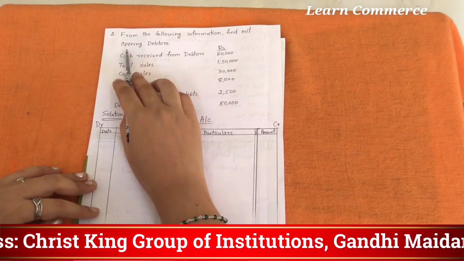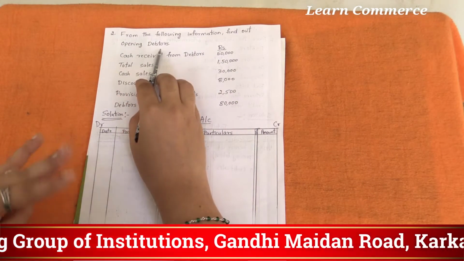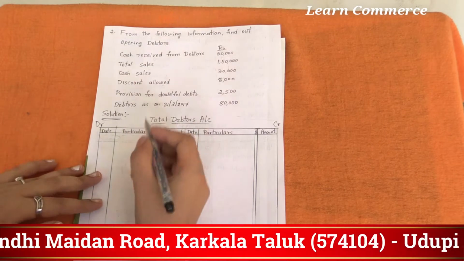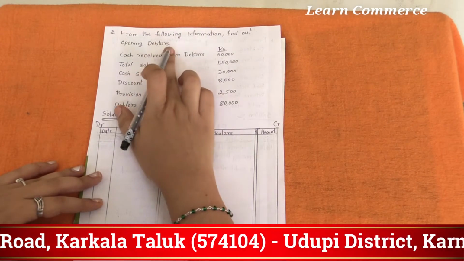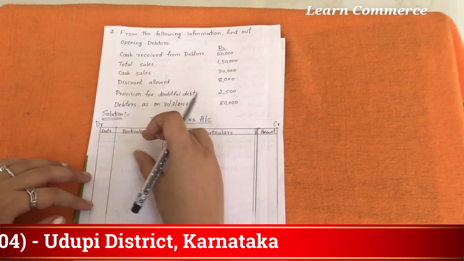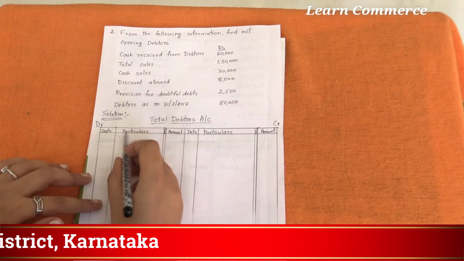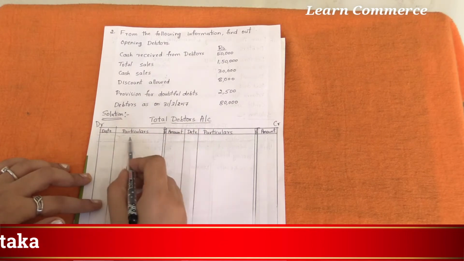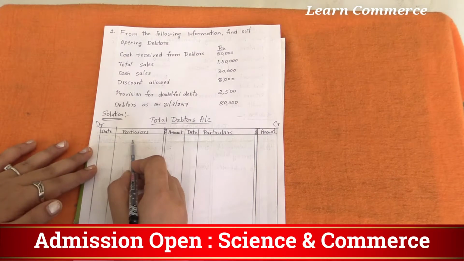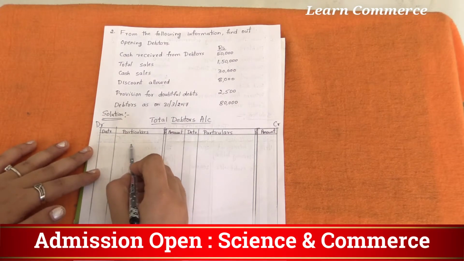They asked us to find out opening debtors. Opening debtors we always write in the beginning, but we do not have the amount, we have to find it out, but still we have to leave a space for opening debtors. So on the debit side, the first entry should be opening debtors, and we leave the space here.